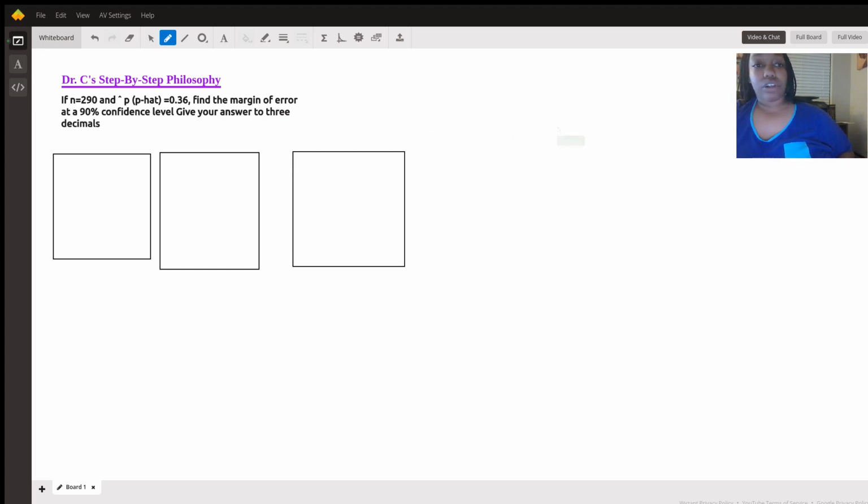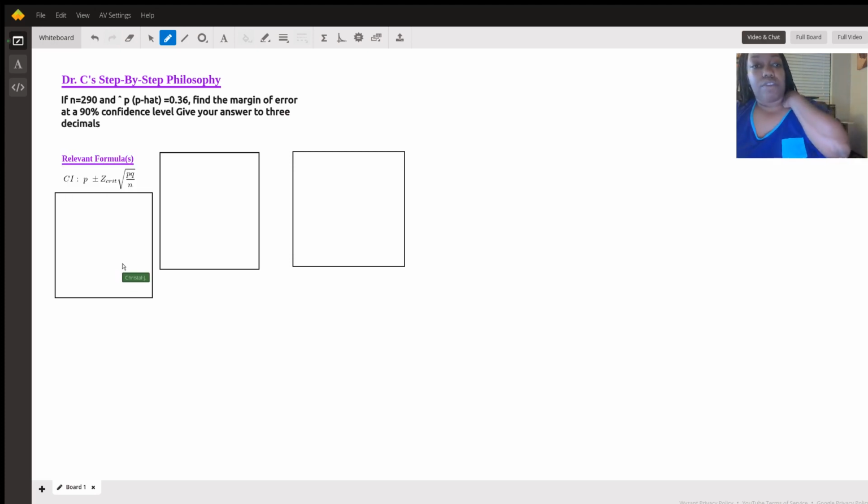First things first, I always recommend writing down the relevant formulas. We're doing margin of error, and since it's p hat, we're doing proportion. So the relevant formulas are the confidence interval, and from there we take the margin of error, which, if you aren't aware, is the second part of the confidence interval formula.